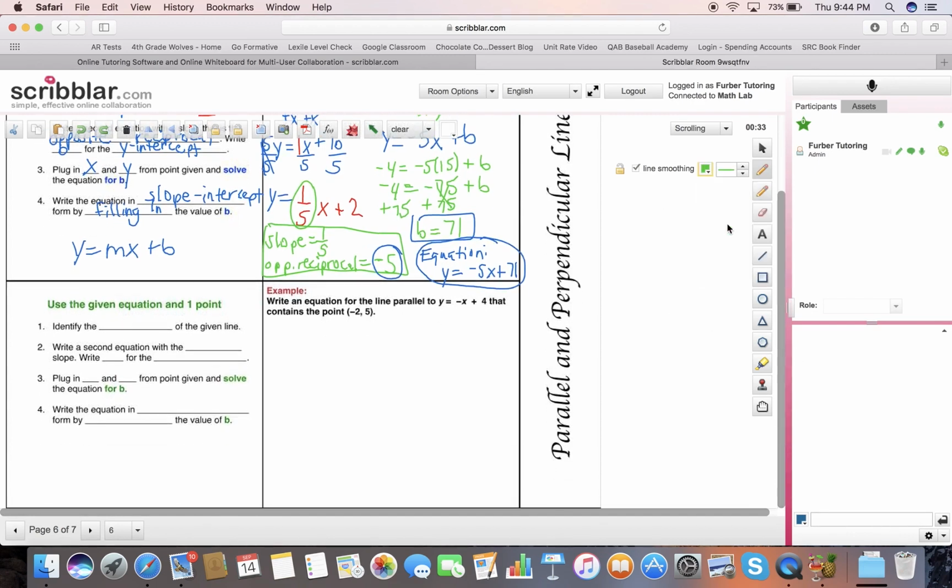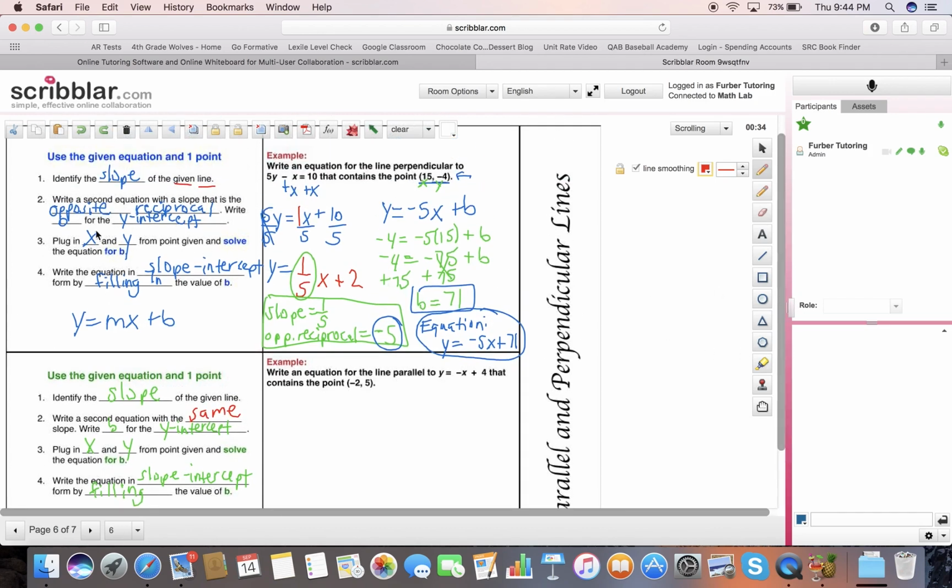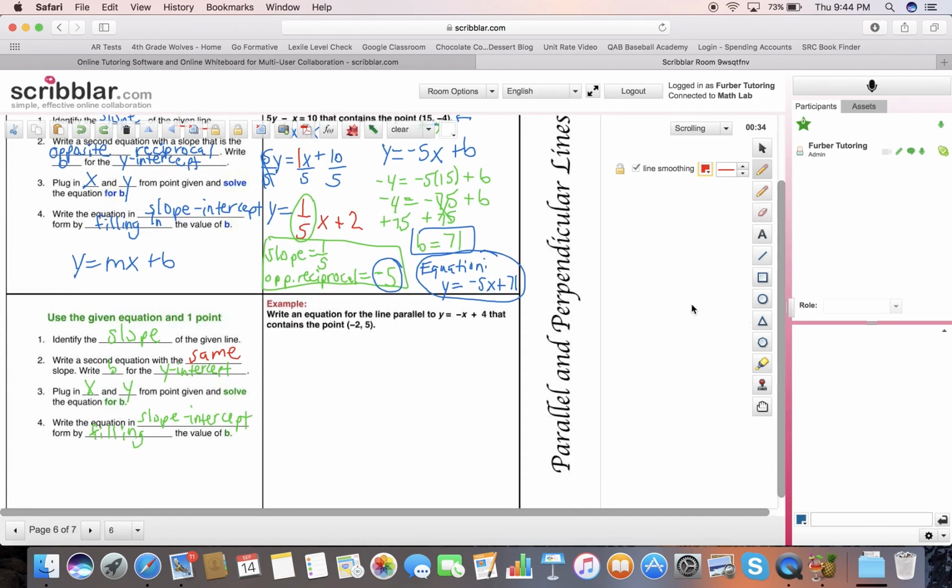Now, when we get down here to parallel lines, everything about this is the same, with one blank, and you'll notice I left it blank. I'm going to write everything else in, then we'll come back to that blank. The process is the same. The only difference is what do I write in place of slope in that second equation? Well, we learned that parallel lines have slopes that are the same. So the only difference between each of these steps is that this one says opposite reciprocal. This one is the same slope.